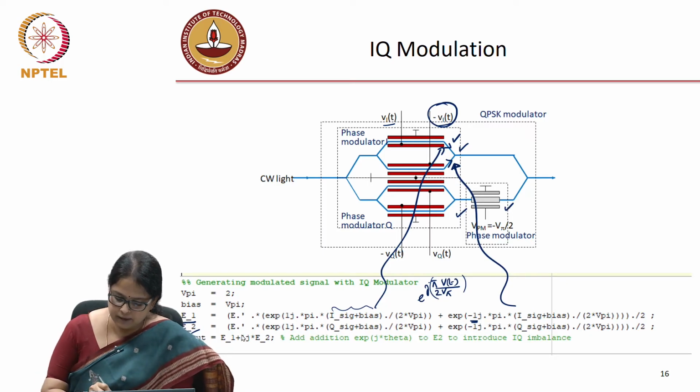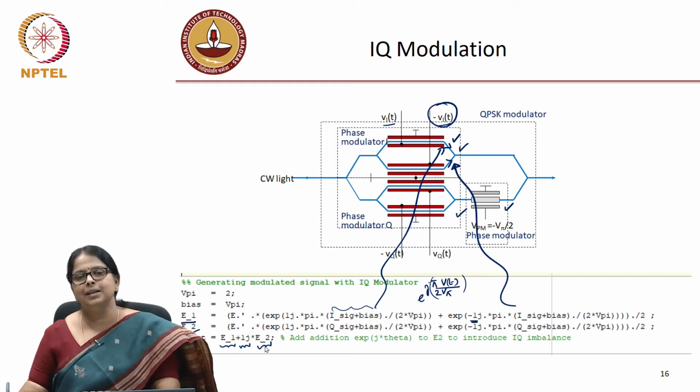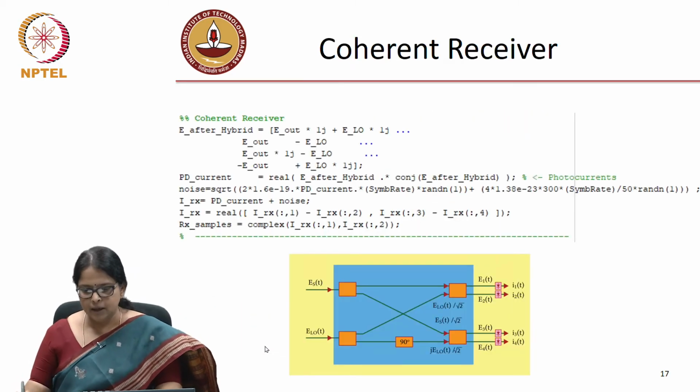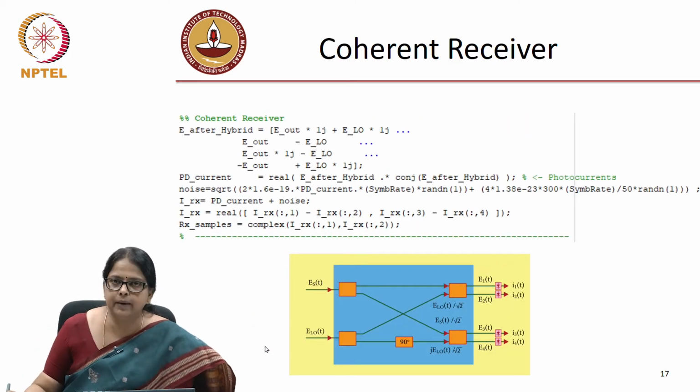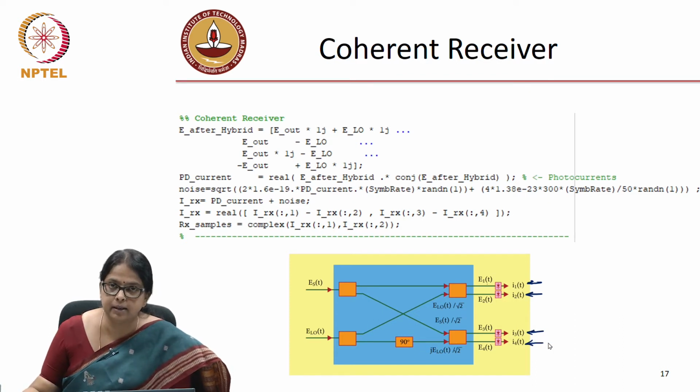So, you have E out is E1 plus pi by 2 introduced by the phase modulator and E2 here. Now, if you want to model IQ imbalance in the system, of course, you need to add a theta there. In the coherent receiver, of course, we have discussed in detail. You have two balanced photodiodes, and so you have I1, I2, I3 and I4. We had derived the electric fields in detail for each one of them.